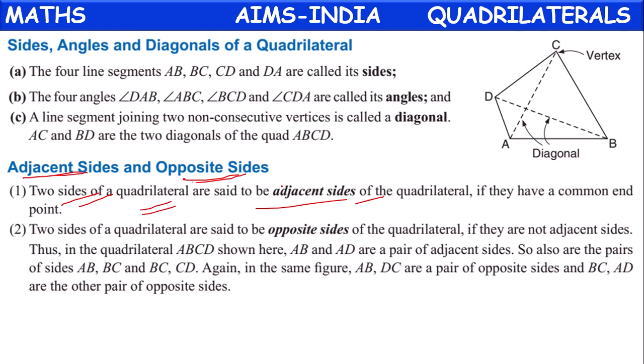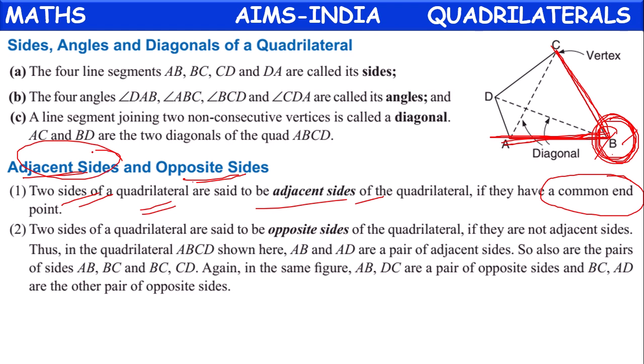What is the main point, children? They should have a common endpoint. This AB and BC are called adjacent sides because they have endpoint B as the common endpoint. For AB also B is an endpoint. For BC also B is an endpoint. So they are called adjacent sides.